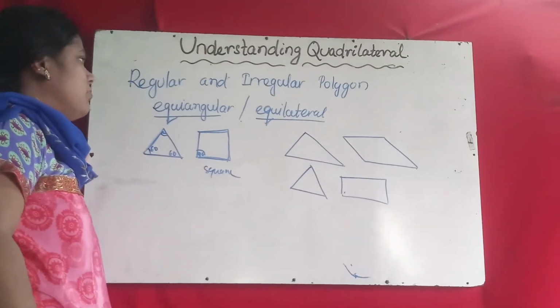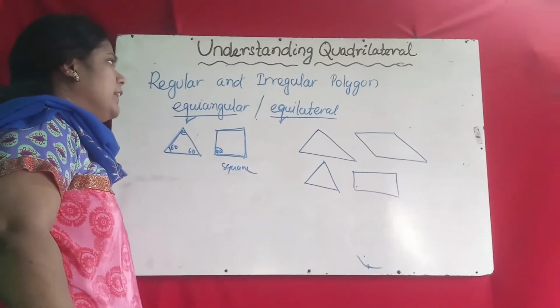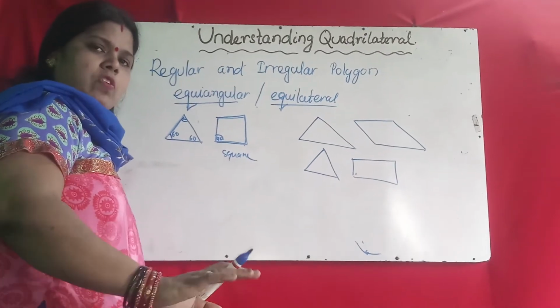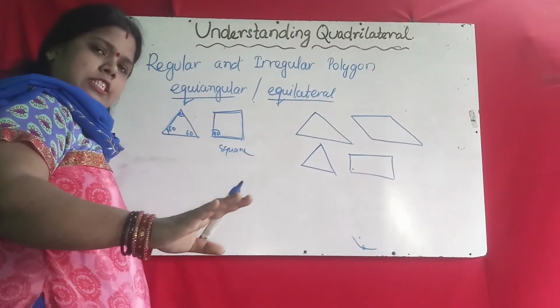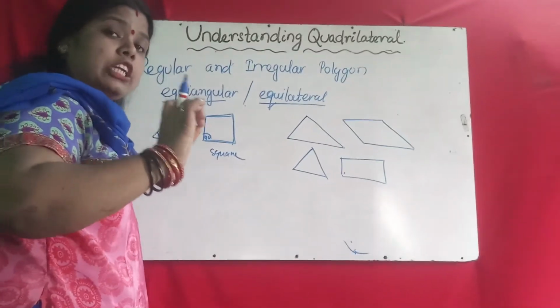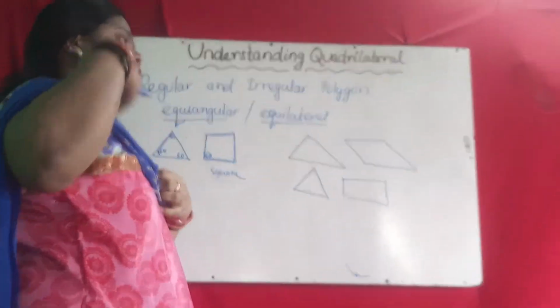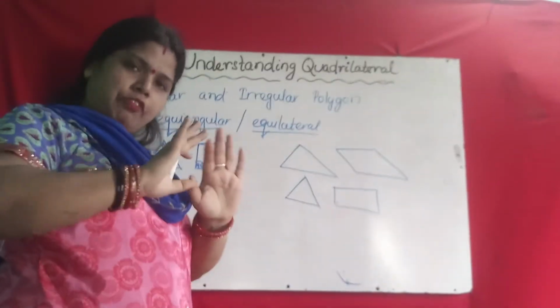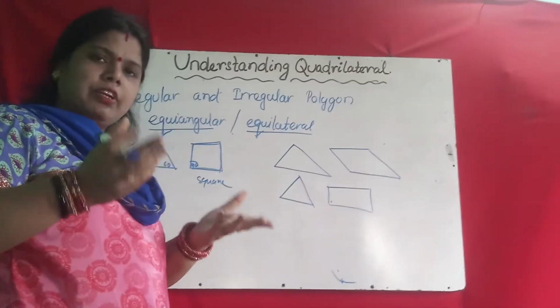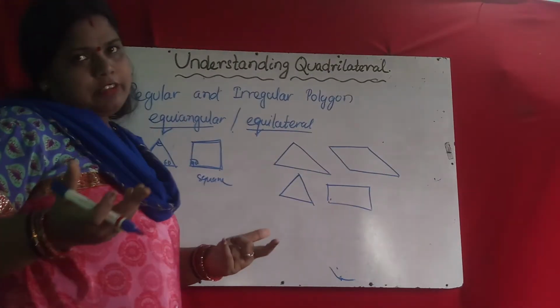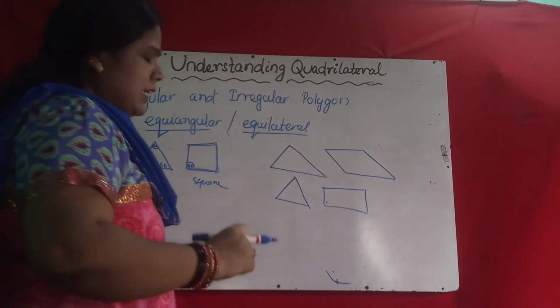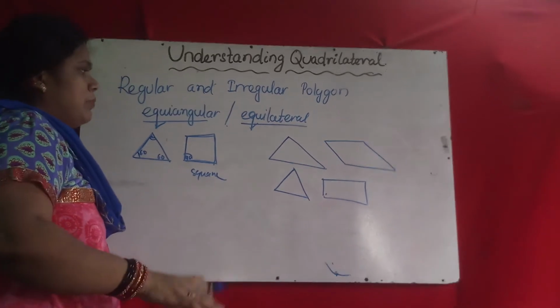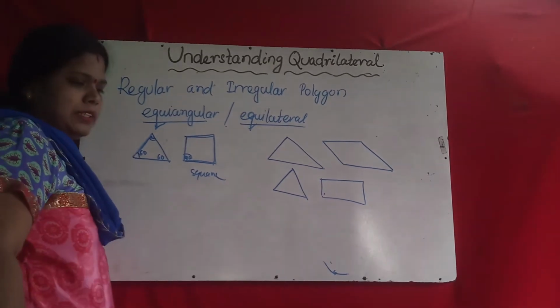So what is the difference between regular and irregular polygons? Regular polygons mean all sides equal and all angles equal, equilateral and equiangular. Irregular polygons mean all sides have different lengths, and obviously the angles will be different. Then they are called irregular polygons and regular polygons.